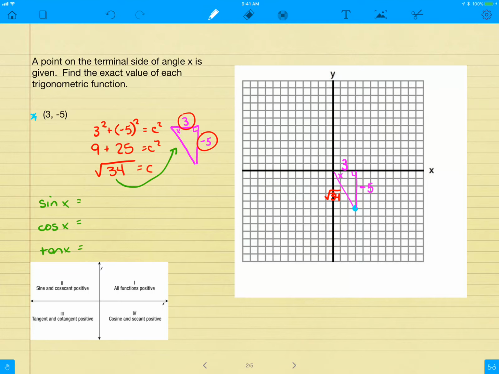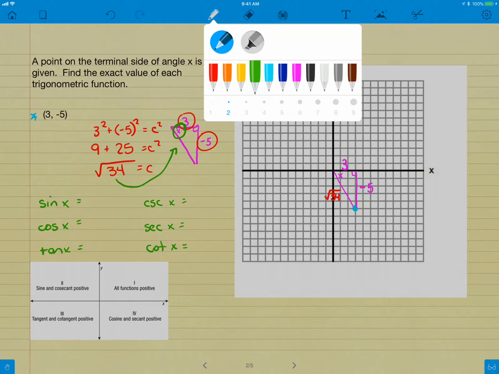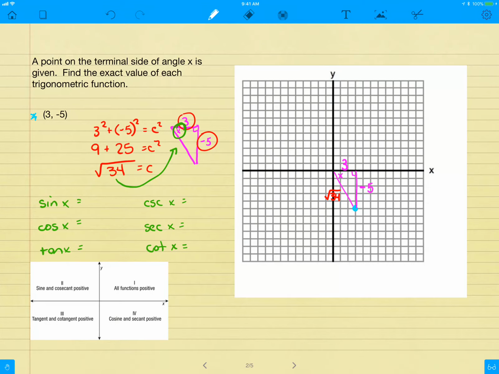Then I have cosecant, secant, and cotangent. It really comes down to you needing to get the first three, the main three trig functions. For sine, it's the opposite over hypotenuse. Well, for x, if x is right there, that means the opposite wall would be the negative 5, and the hypotenuse is that root 34.